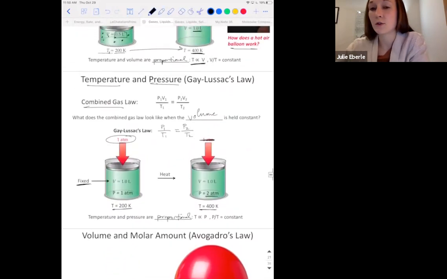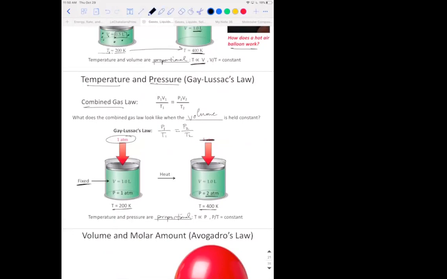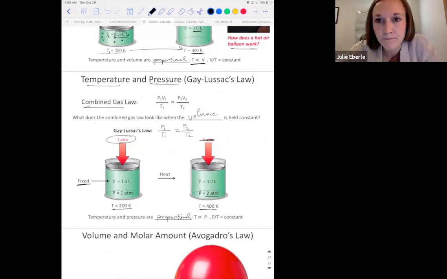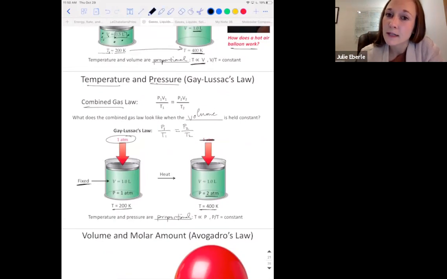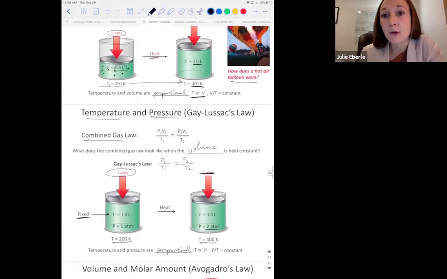Okay, any questions with those 3 gas laws? So the last one, Gay-Lussac's law, temperature and pressure are directly proportional. If you increase one, you increase the other. And Gay-Lussac's and Charles' law are similar that way. If you increase one variable, you increase the other. It's Boyle's law that is the one that's inversely related. If you increase pressure, you decrease volume, and vice versa. If you increase volume, you decrease pressure.